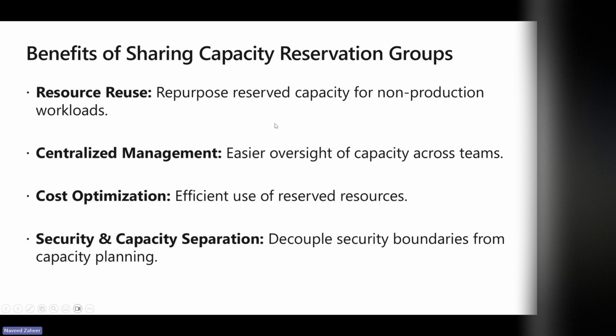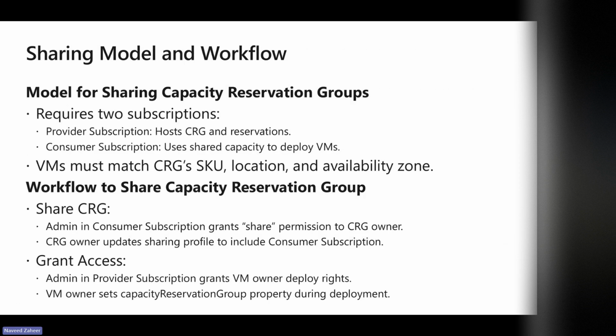So that's some of the key things that you get out of this particular feature. As I said, this is in public preview and you can take advantage of it. And let's talk about the model. First of all, the subscription that creates that reservation is called a provider. Okay, and the subscriptions that you want to share with are called consumers. You can have up to 100 consumers at this moment with the current public preview.